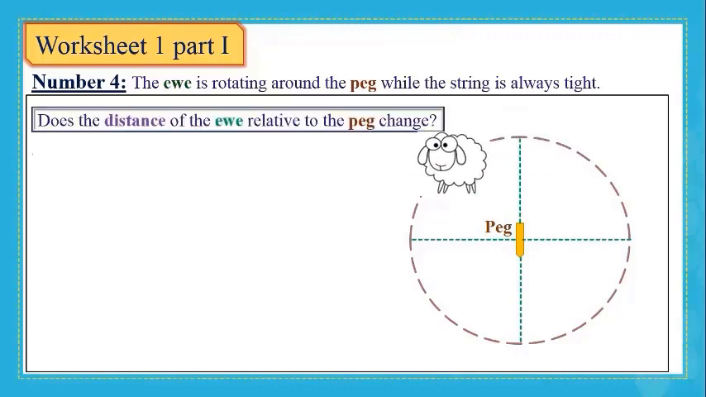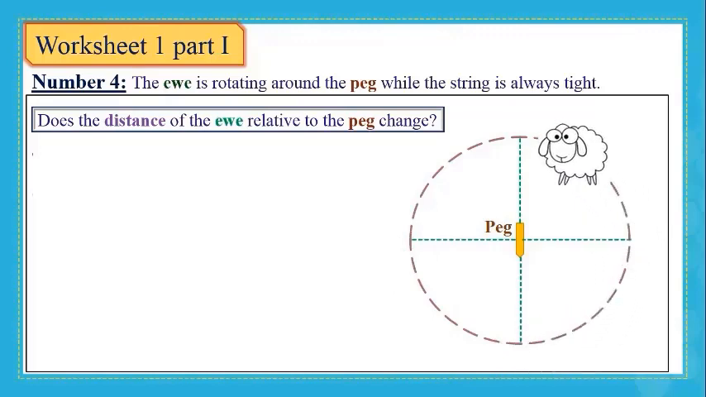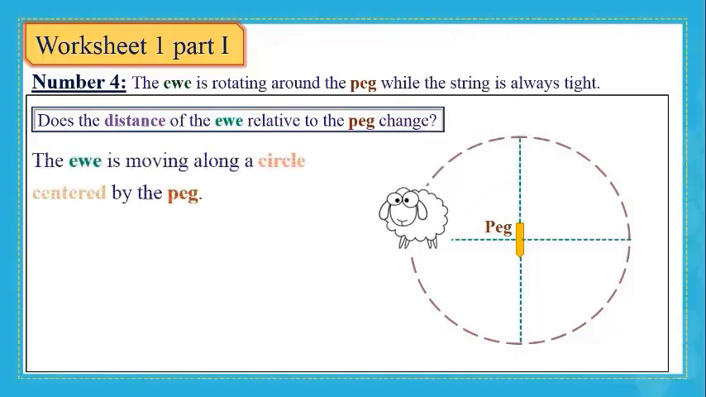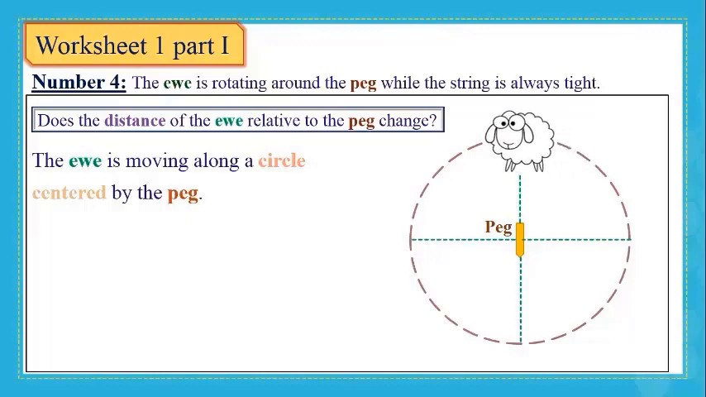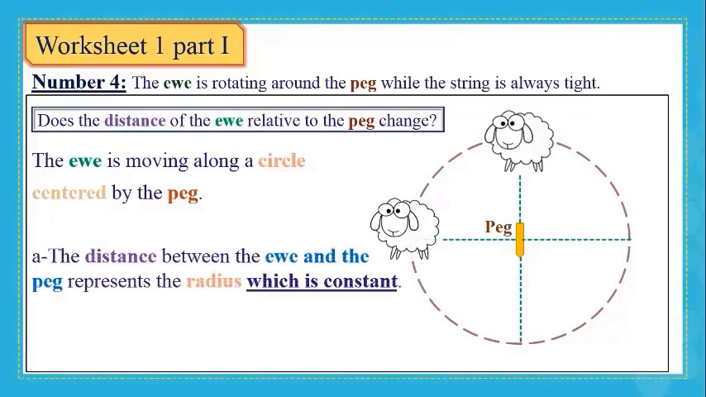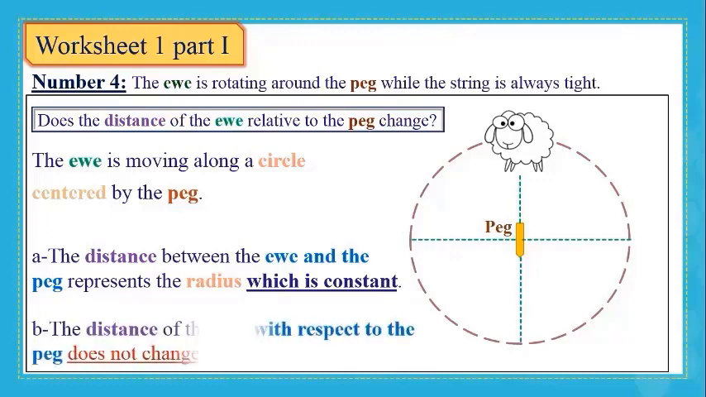Does the distance of the U relative to the peg change? The U is moving along a circle centered by the peg. The distance between the U and the peg represents the radius, which is constant. The distance of the U with respect to the peg does not change.